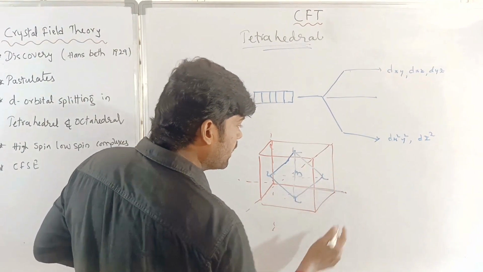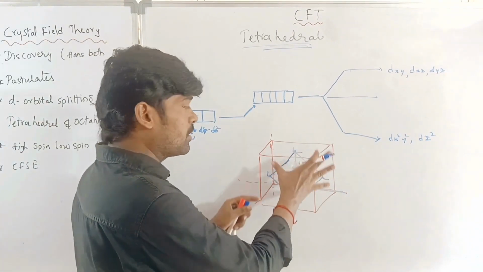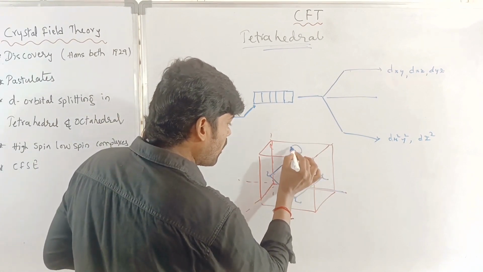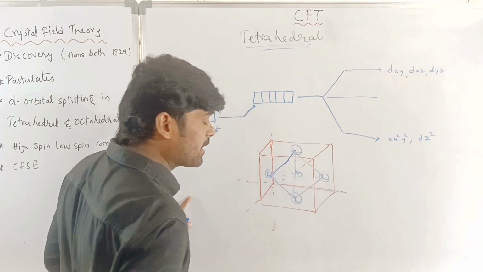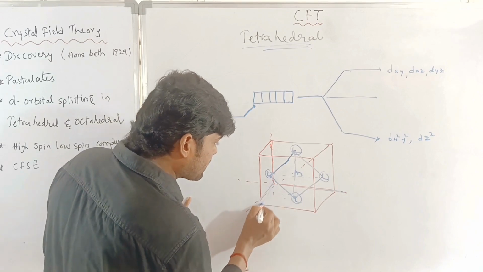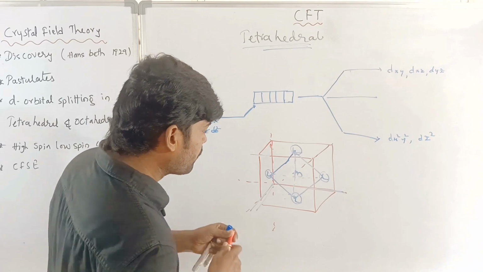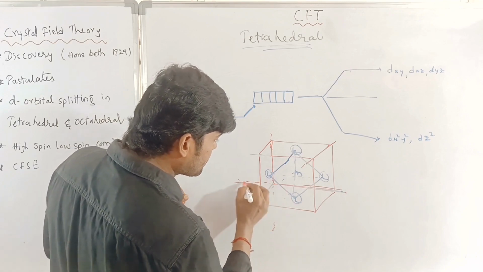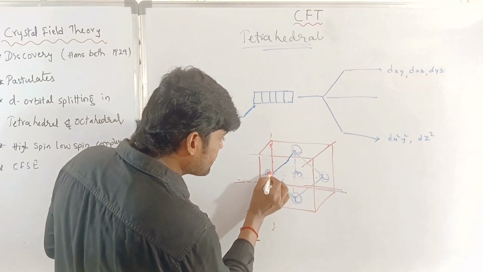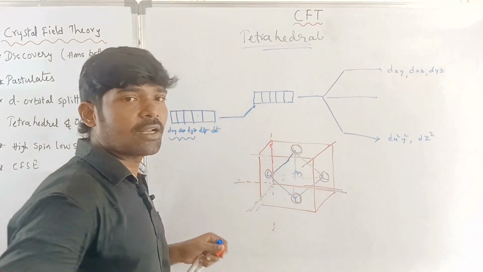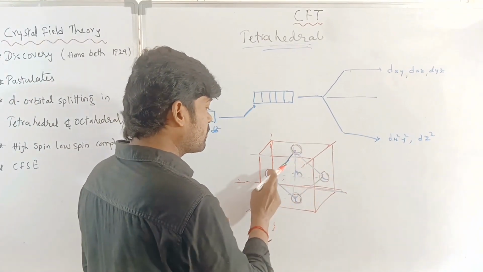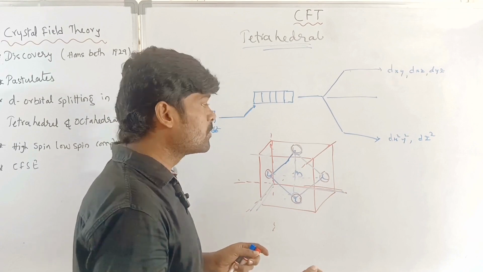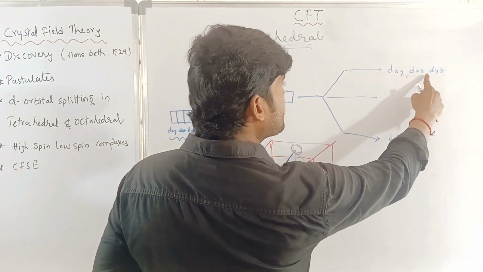To understand clearly, I am taking a cube and I kept this tetrahedral structure in that cube. If we observe here, these ligands are placed in between the axes. See, this is an axis, this is an axis, this is an axis, and this one is an axis. In between the axes, ligands are present in tetrahedral complexes. So when the ligands are present in between the axes, it means the ligands are approaching the central metal atom towards the dxy, dxz and dyz orbitals.